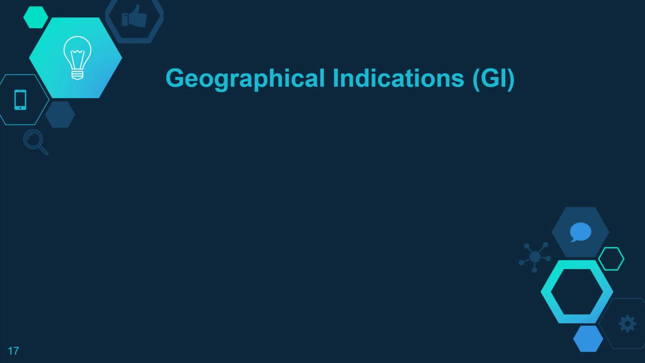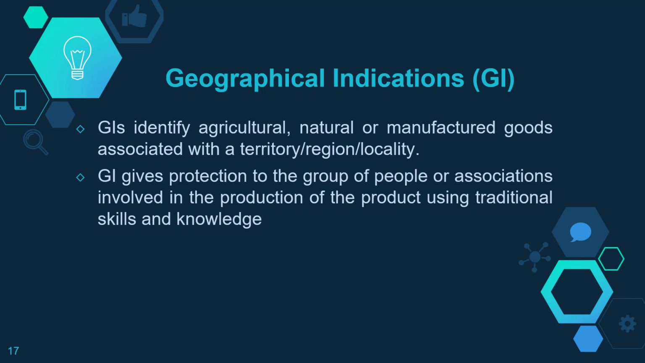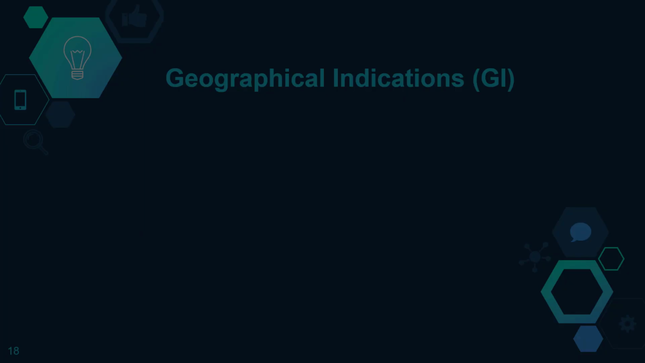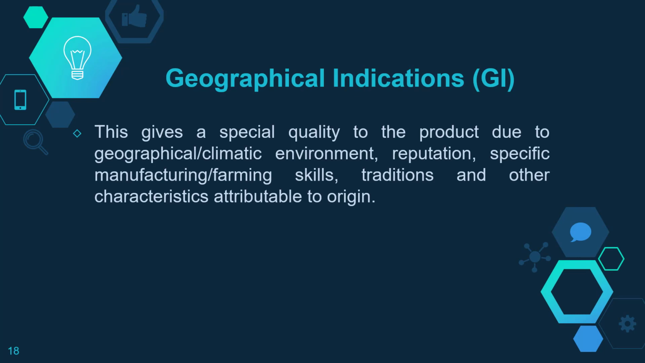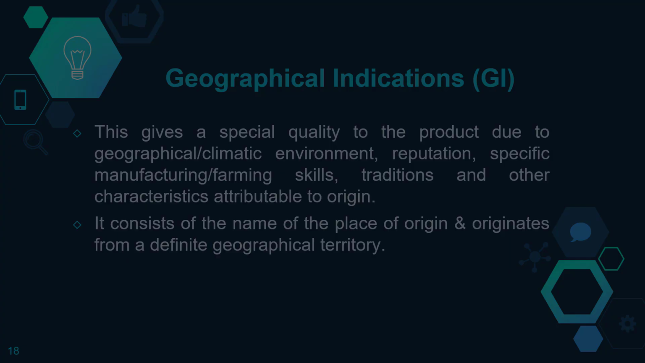And the last one is geographical indications. We call it GI. Geographical indications identify agricultural, natural or manufactured goods associated with a territory, region or locality. Geographical indication gives protection to the group of people or associations involved in the production of the product using traditional skills and knowledge. This gives a special quality to the product due to geographical or climatic environment, reputation, specific manufacturing or farming skills, traditions, and other characteristics attributed to the origin. It consists of the name of a place of origin and originates from a definite geographical territory.